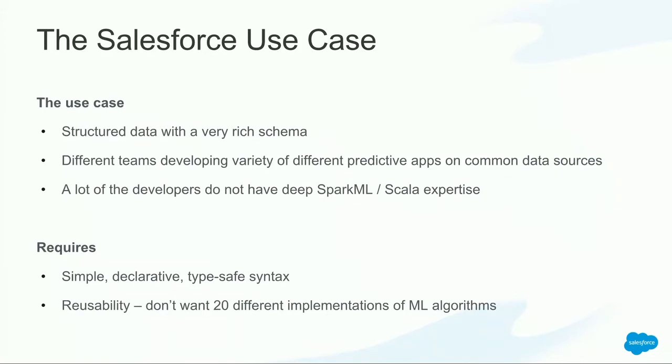We have lots of different internal teams developing different machine learning applications across different clouds. And we also have a lot of developers that don't have a lot of SparkML or Scala experience, so we want to develop a framework that helps simplify actually writing the code. In addition to automation, we want to make it easy for the developers to actually do the data science that they're here to do. So we've built a simple declarative type-safe syntax to do all this. We have a lot of reusability and extensibility. These same algorithms are used across all the clouds where we have machine learning apps on Salesforce. There are tons of people using this unified machine learning framework.